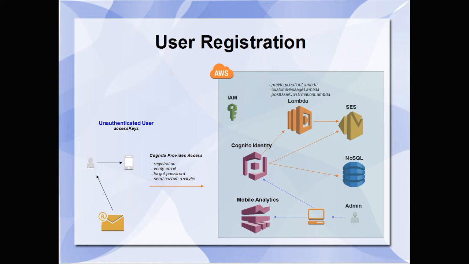Whatever the process may be, the bottom line is after the registration process completes, you have the user profile in DynamoDB. And the administrator can also go into the mobile analytics and actually see what has occurred while the user was using the mobile application anonymously. Okay, so the other functions are verify email, forgot password, send a custom analytic. These are things you could do as an anonymous user.